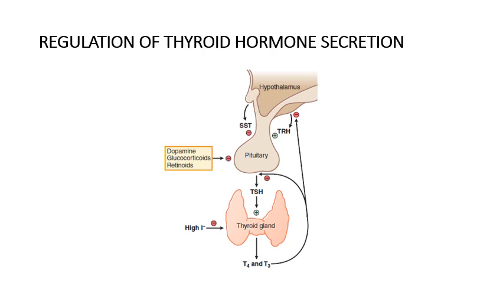So high iodine intake inhibiting the secretion of thyroid hormone is called the Wolff-Chaikoff effect. So this also has an inhibitory control over the thyroid gland. So these are all the positive and negative feedback mechanisms which act on the hypothalamus and pituitary level and also at the level of the thyroid gland.